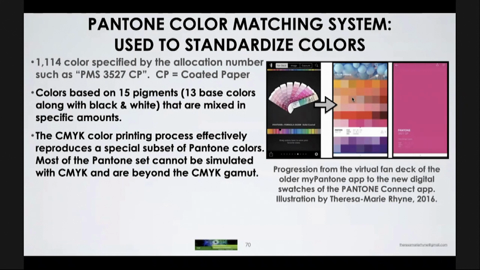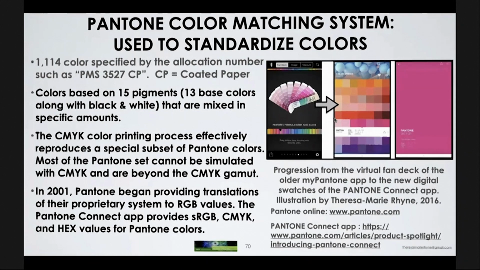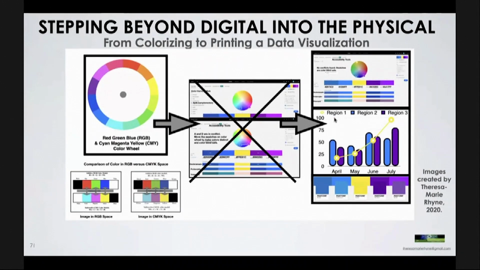And now today, you could get an app, if you want to pay a little bit of money, that tells you your particular colors that you want online. Pantone began providing translations of their proprietary color system to RGB, CMYK, and hex values once the online world got really popular. But just remember, when Pantone was founded in the 1950s, it was cardboard swatches that made their Pantone color system.